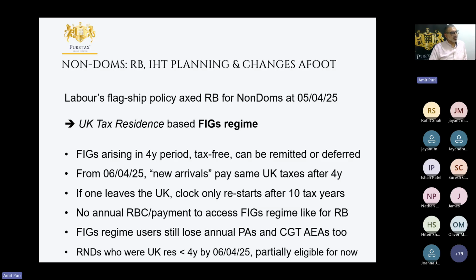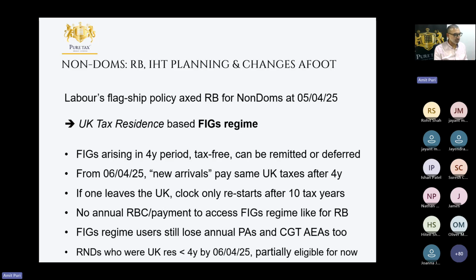Safe to say that obviously the remittance basis is gone for everybody since the 6th of April this year, and we're into the FIG regime. Whether people can use the FIG regime depends on how long they've been tax resident here in the UK. But essentially, for the first 4 years of being tax resident in the UK, you don't pay any tax on foreign income and gains. But after that, you would.